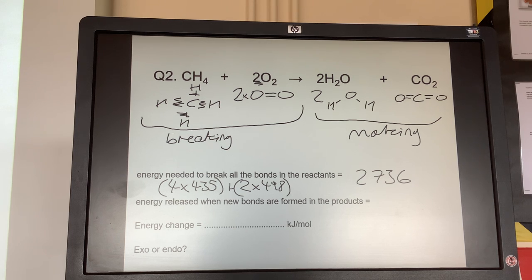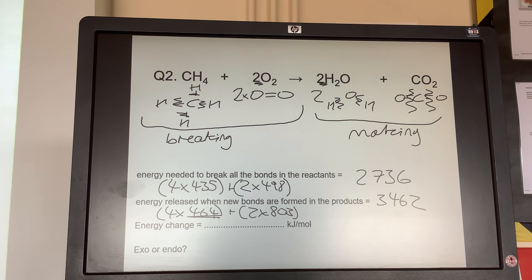On this side, the bonds we've made, we've got OH bonds, 2 of them in 1 water, but there's 2 waters. So again, it's 4 times 464. Then we're making a CO bond and another CO bond. So that'll be 2 times 803, gives us an energy value of 3462.